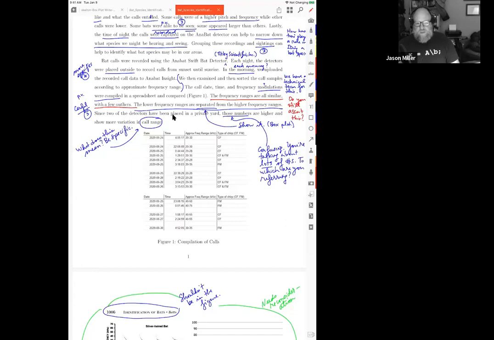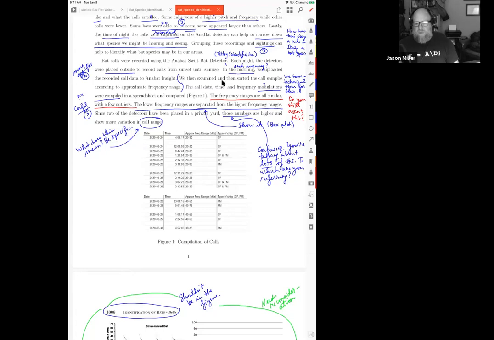And then, since two detectors have been placed in a private yard, those numbers are higher and show more variation in call range. So this word "those" would technically be called a pronoun. And a pronoun always refers to something, and that thing to which it refers is called an antecedent. Right now, the antecedent of the word "those" is not clear. What numbers are you talking about? So that's why this is confusing.